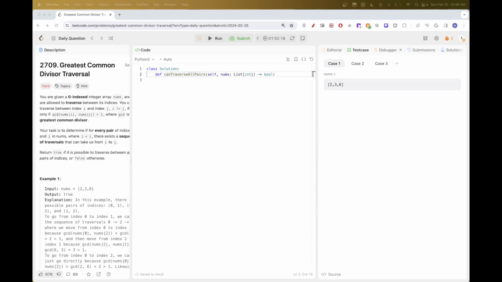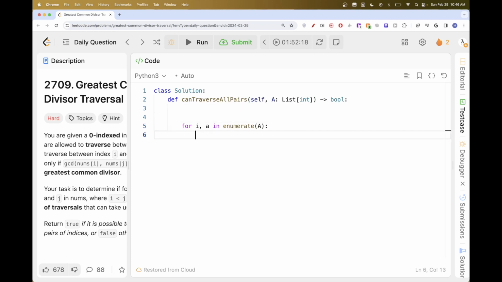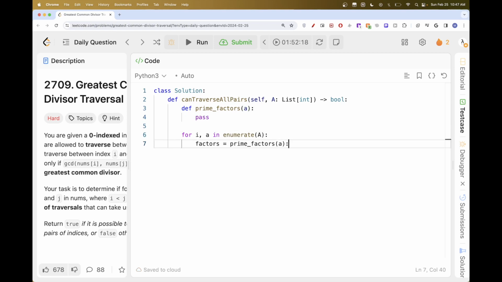Okay, so let's write the implementation here. The first thing we need to do is go through the numbers and the indices, so enumerate them. And here I will just name this A. And we will calculate the prime factors for A, right? We'll write the definition of prime factors later, but for now, let's just say it's just pass, okay? Just assume it will give us a list of the factors.